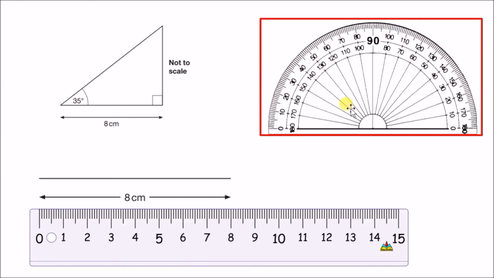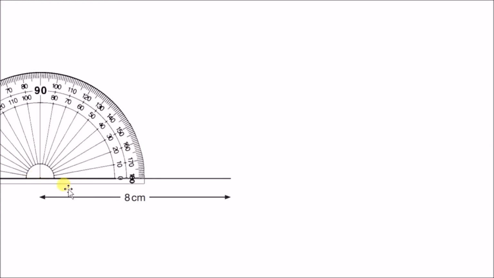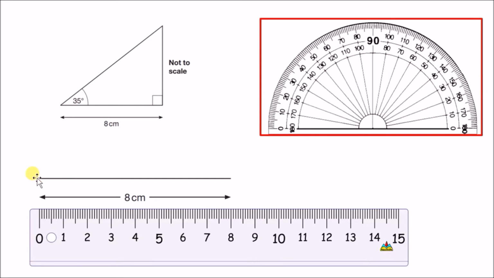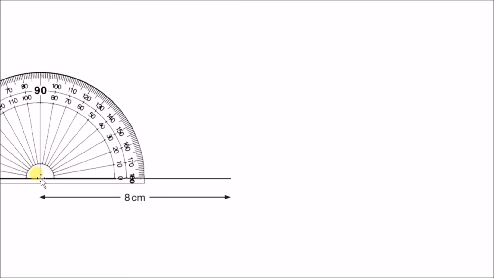Now, the first thing you want to do is move your protractor onto the line at the left corner here, a bit like that. Make sure the cross matches the edge of the line. So kind of like this. So this is the edge of the line. It should be right there. And then when you do that, mark an X there.